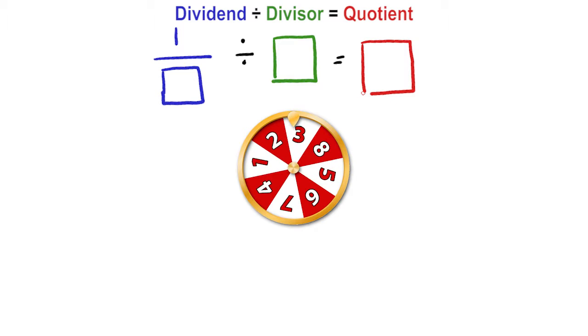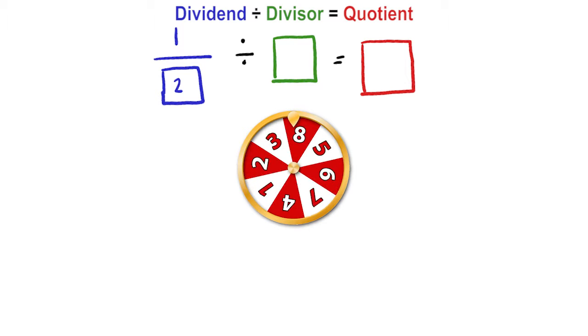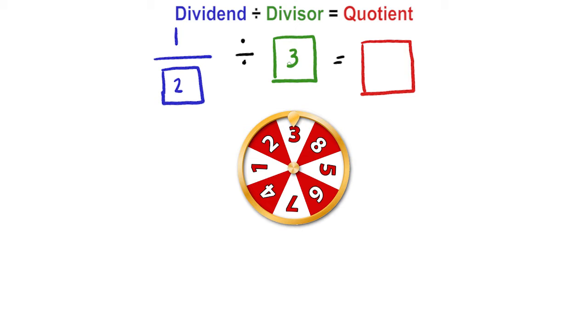Let's spin, and we get 2. The 2 will be the denominator in the dividend for a fraction of 1/2. Let's spin again. We got a 3. The 3 will be the divisor. The equation is 1/2 divided by 3 equals what?